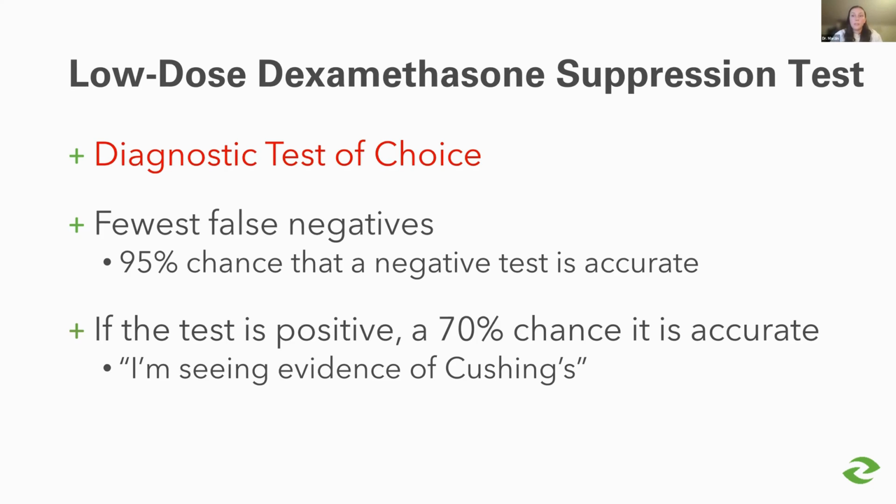And with this, we're going to get the fewest false negatives, but the specificity, or the ability of the low-dose DEX to correctly rule the disease in, is still only moderate at 70%, which means that if the test is positive, there is still a 30% chance that we could be wrong. And at the end of the day, when it comes to tests for Cushing's, these really aren't yes or no tests. An abnormal low-dose DEX adds extra agreement to the statement, I'm seeing evidence of Cushing's syndrome. So evidence that should already be clear from our history, signalment, clinical signs, and lab work.